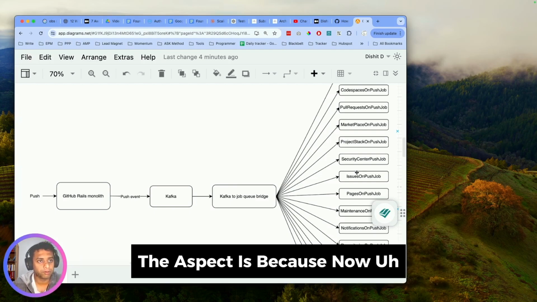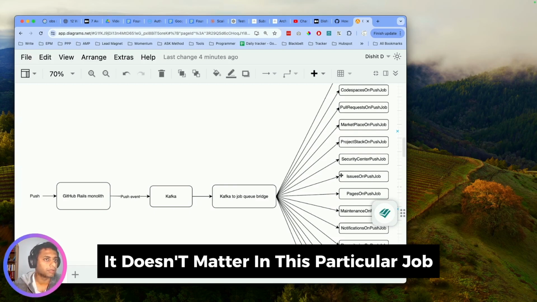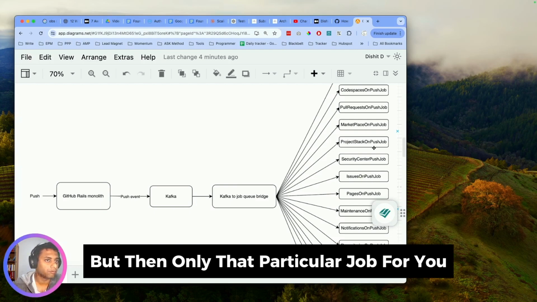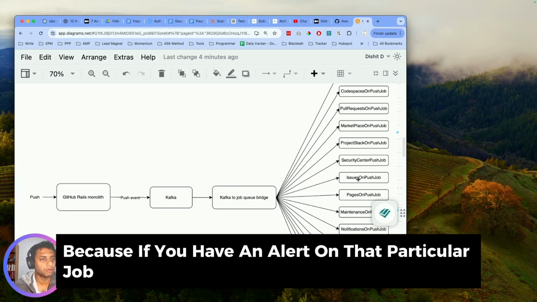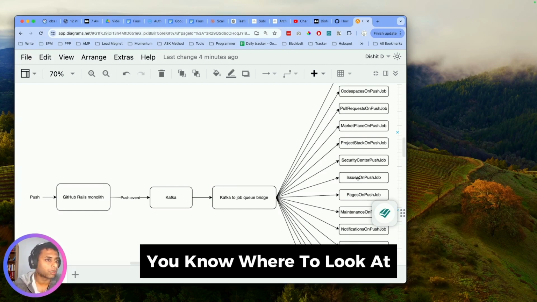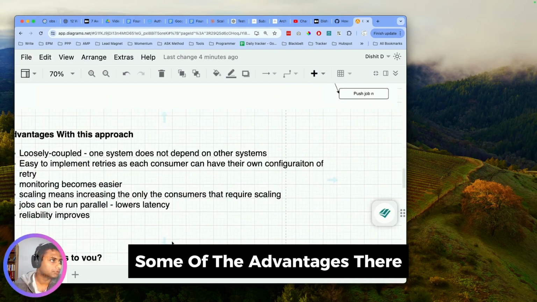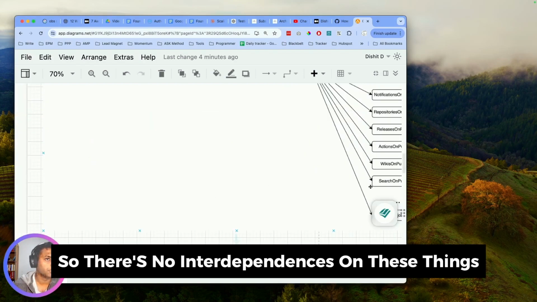The other aspect is that because now you have specific jobs, if there's an error in a particular job, say an issue in the push job, only that particular job fails, and the rest of your system is still intact. And you can easily troubleshoot, because if you have an alert on that particular job, you know where to look. So you can really recover fast as well. Some of the advantages there: you see that this is a loosely coupled system, so there are no interdependencies between these things.